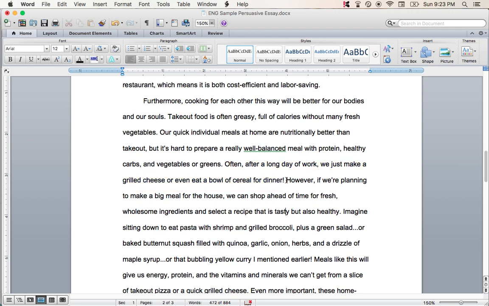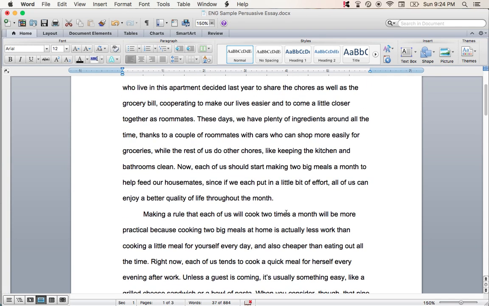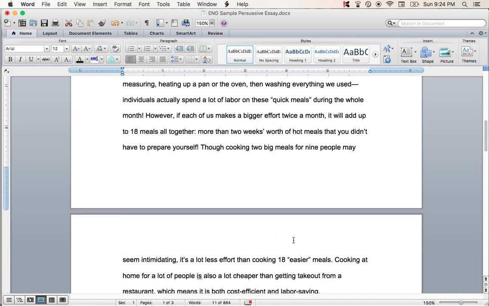However, if we're planning to make a big meal for the house, we can shop ahead of time for fresh, wholesome ingredients and select a recipe that is tasty but also healthy. And then we have more examples, right? The pasta with shrimp and grilled broccoli, plus salad, baked butternut squash with quinoa, garlic, onion, herbs, and a drizzle of maple syrup, or that yellow curry, which was from the hook in the introduction. These examples help to show, again, how the thesis statement is right. We can all enjoy a better quality of life if we use my plan, right?